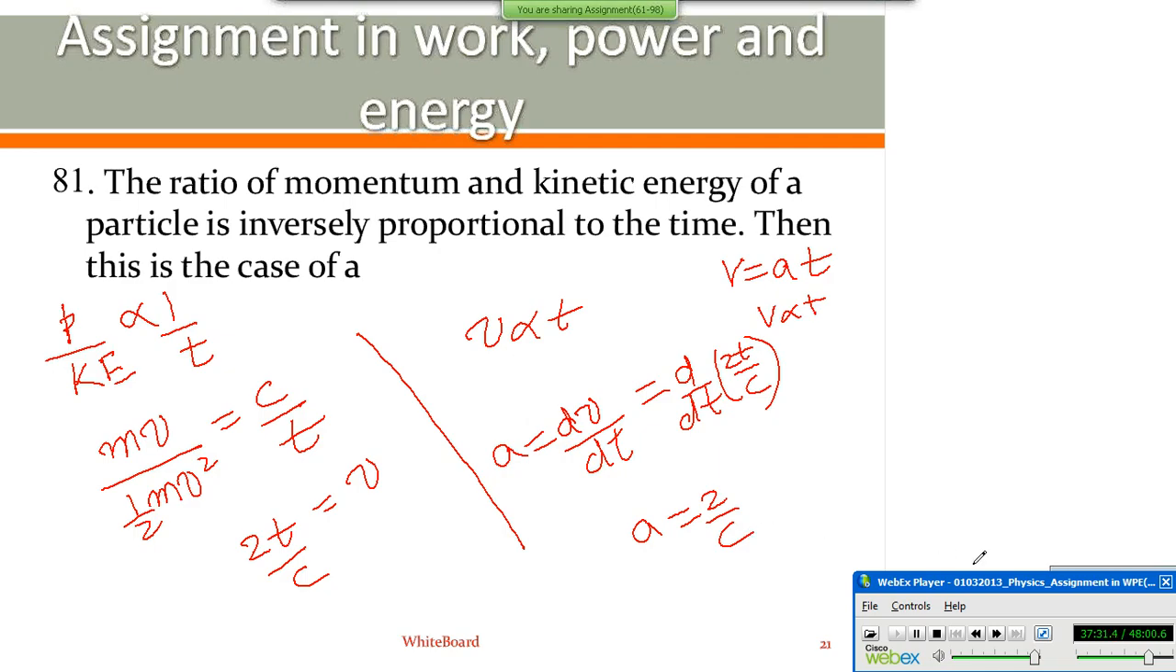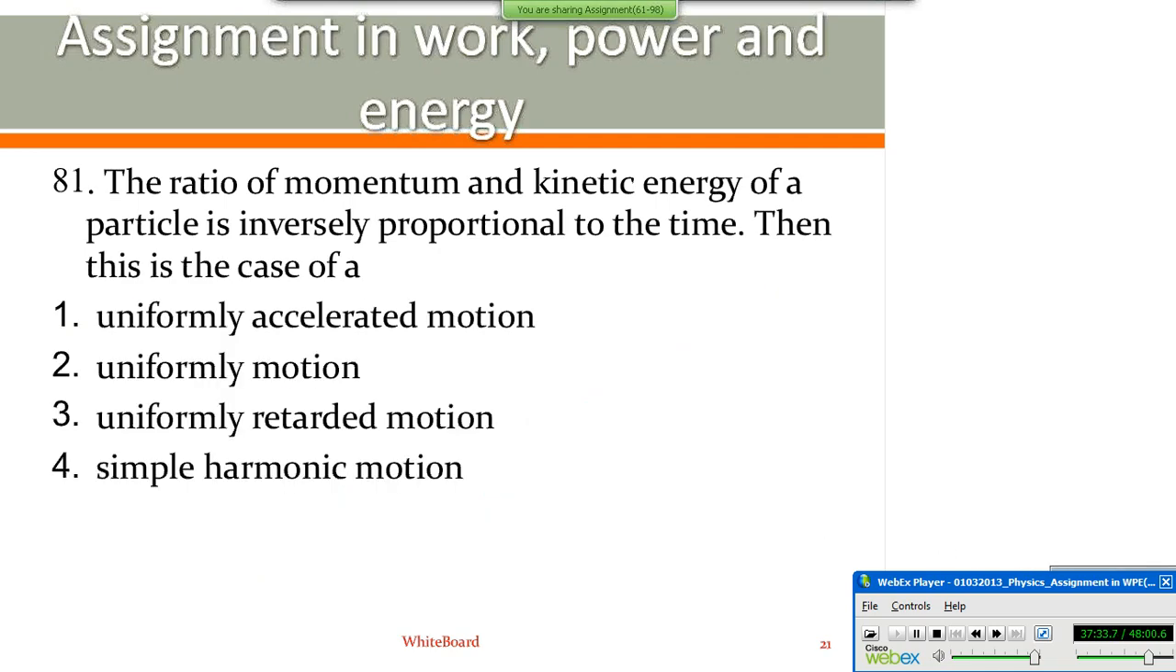If you want to copy the solution, you can take a pause. So for question number 81, first option is the answer.